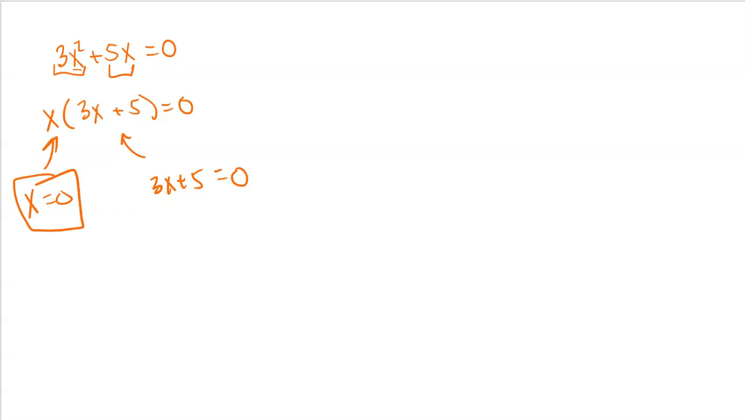And this one we're going to do a little bit of work to solve for. We're going to subtract 5, so we get 3x equals negative 5, divided by 3. x equals negative 5/3. Okay, basic factoring problems.